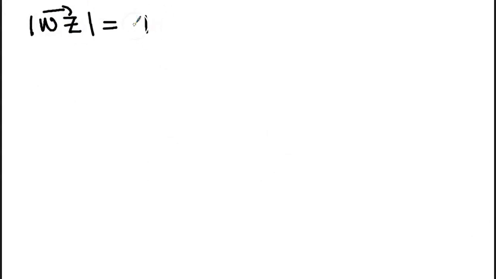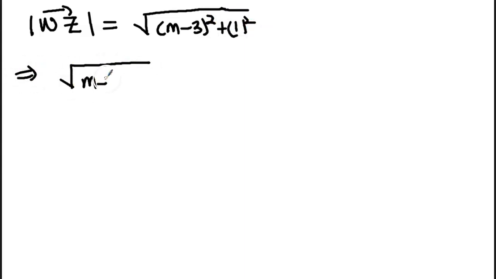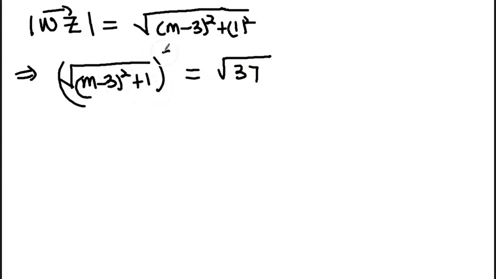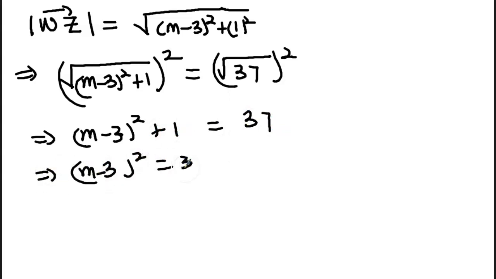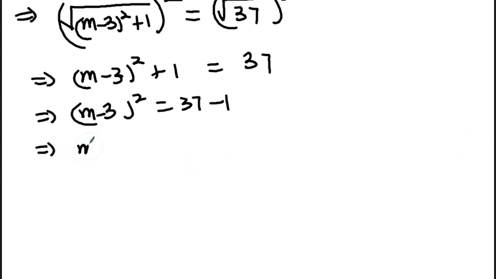The magnitude of WZ will be the square root of the square of the x component, which is M minus 3 squared, then the square of the y component. So this implies that the square root of M minus 3 squared plus 1 is equal to root 37. To get rid of the square root, let's square both sides. When we do that, we have M minus 3 all squared plus 1 equal to 37. Let's send 1 to the other side. We have M minus 3 squared is equal to 37 minus 1, so M minus 3 all squared is equal to 36.